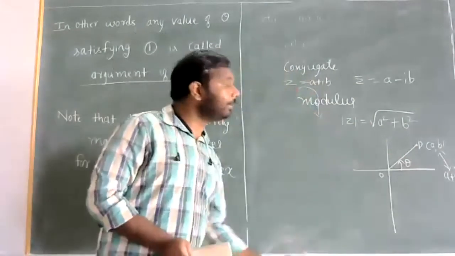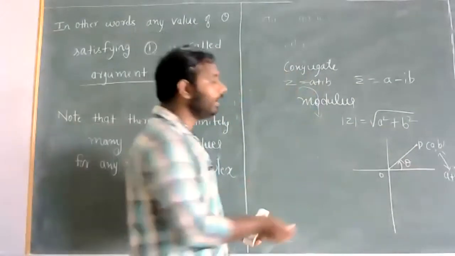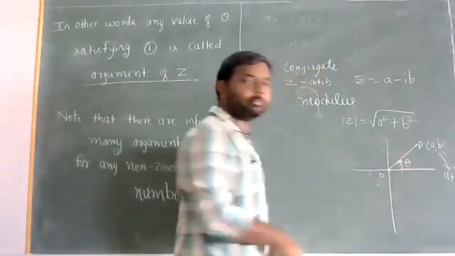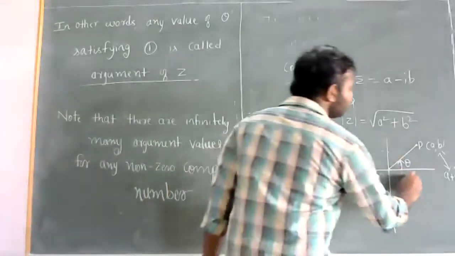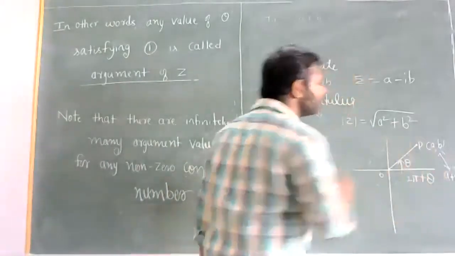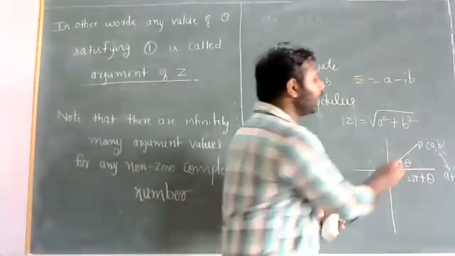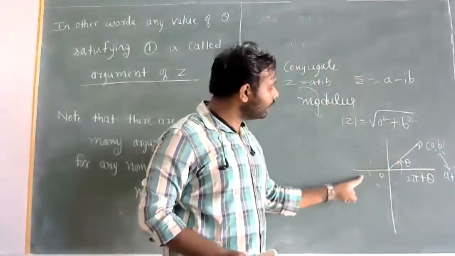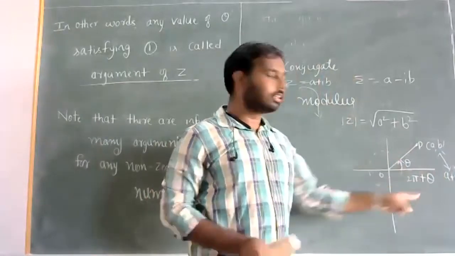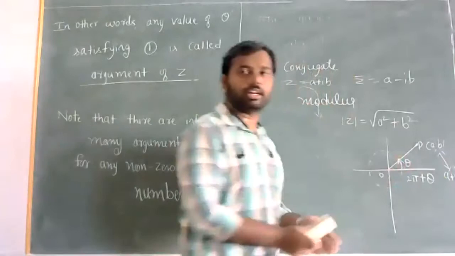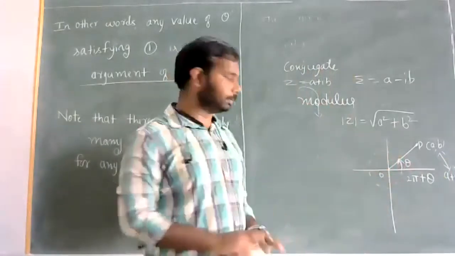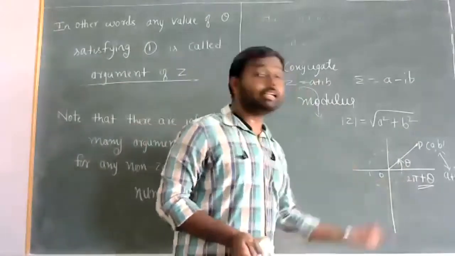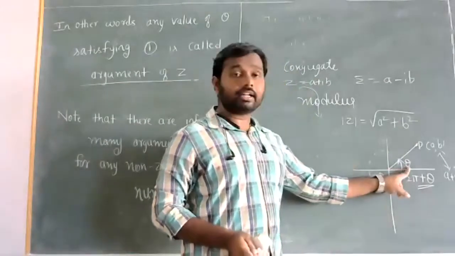So the next immediate argument value will be, next theta means I have to go around one time, one cycle, then 2 pi plus theta. To get the point P, I have to again go around 2 pi. So I'll get the same position. I'll be in the same position. So 2 pi plus theta will be the immediate argument value after theta.